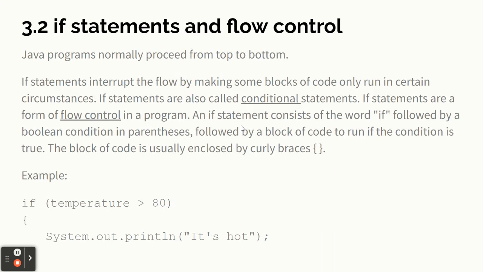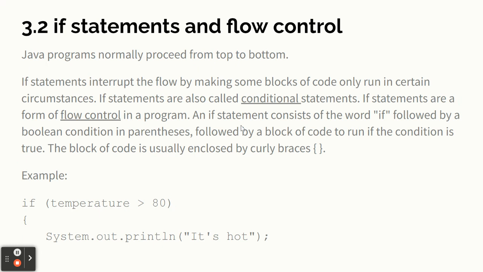All right, so Java code normally goes in order, line by line, from top to bottom. But sometimes in programming, you want to do things conditionally, like only if something's true. You may want to change the flow of the program. And we're going to do that with conditional statements. They are called if statements. And if statements are a form of flow control. They can control where the program is going.